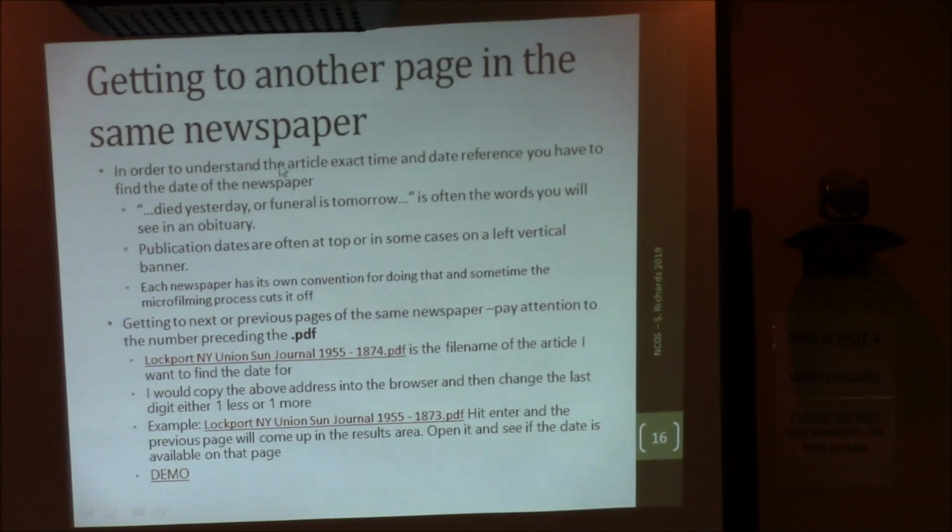In order to understand the article, exact time and date reference, you have to find the date of the newspaper, obviously. And I've seen a lot of people skip that. I'm like, gotta know when this actually took place. I mentioned where you can find the publication dates, but when you start reading these newspapers, there's stuff you gotta pay attention to. Every newspaper is formatted differently, so pay attention to the formatting, where you find these things and how things are set up. All right, so sometimes you gotta get to another page because that page was cut off.